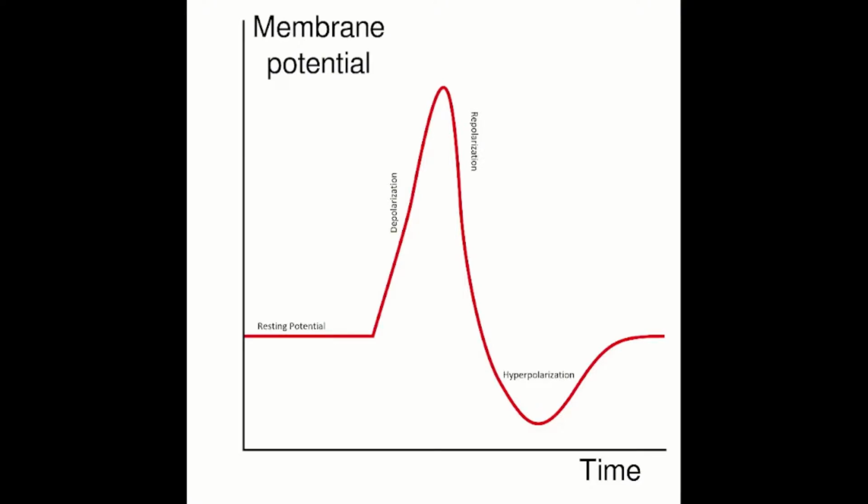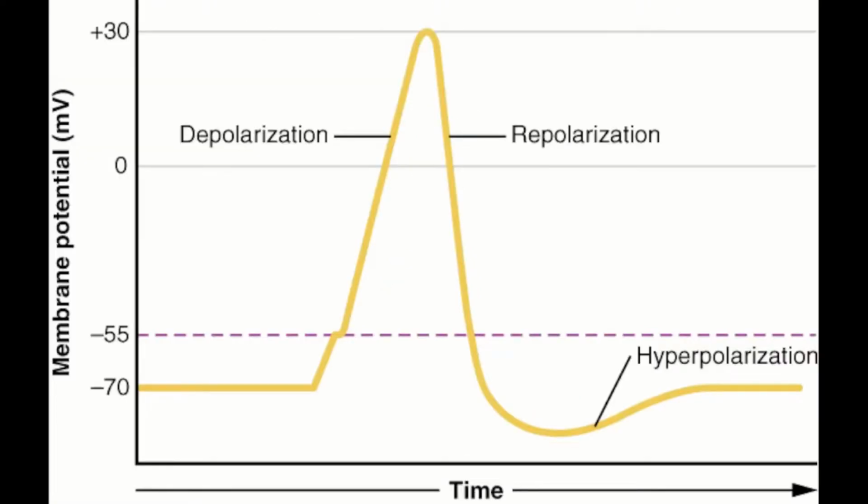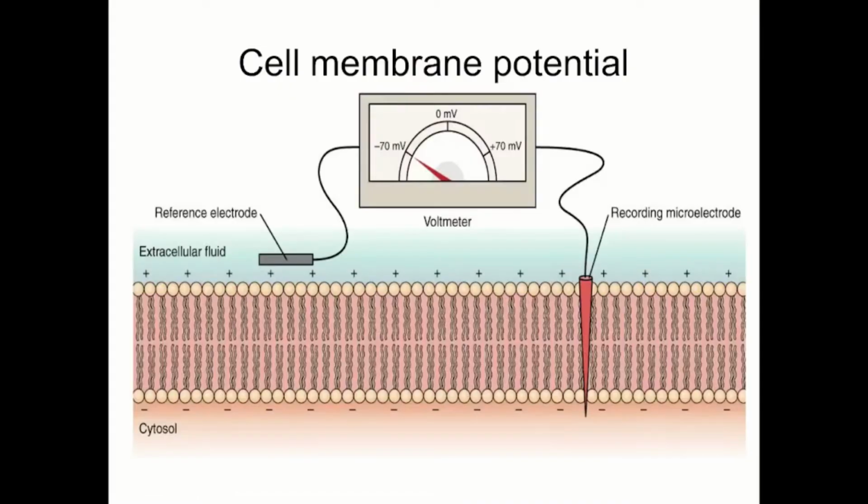Polarization refers to the separation of positive and negative charges from inside and outside the cell. This is another diagram of an action potential, but now we have membrane potential on the y-axis. Membrane potential gives us a measure of the difference of charge between the inside and the outside of the cell. Here we can see that the inside of the cell has a charge of roughly 70 millivolts less than the outside. Negative 70 millivolts tends to be the average resting potential of neurons.